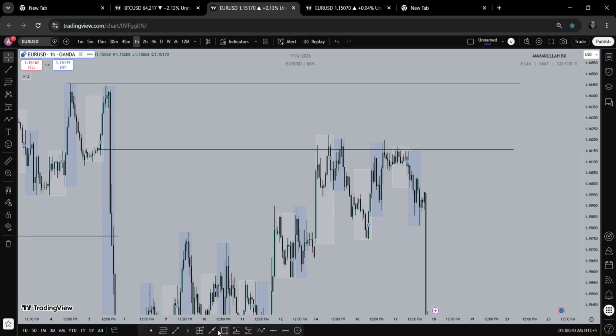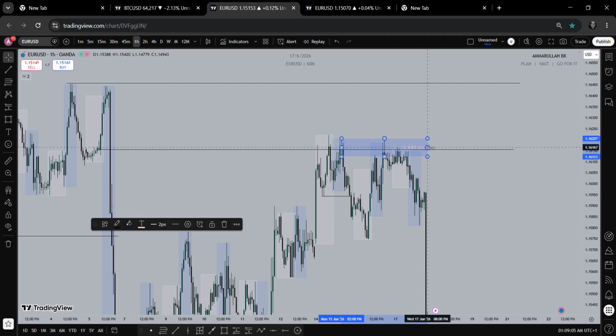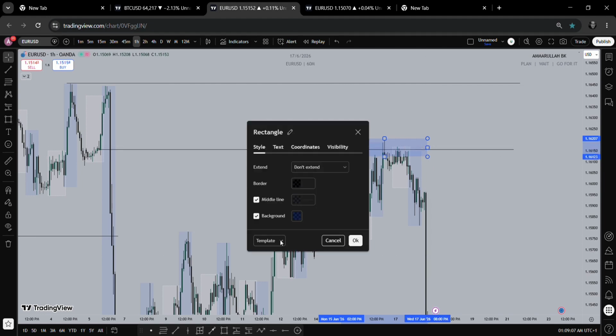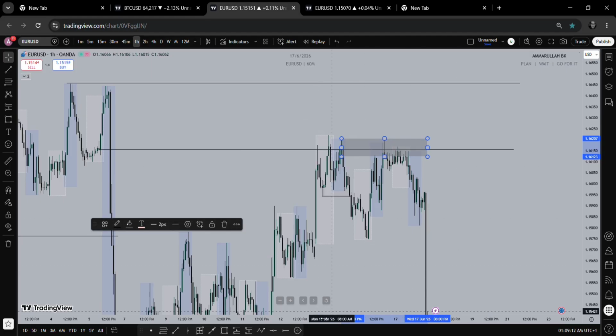It then gave me this change in state of delivery. This was the first tap, liquidity sweep, then failed. This is the change in state of delivery. After I saw this, I said, okay, now I'm ready to enter. Then I marked this last candle as my entry level. That was where I executed the trade right there.